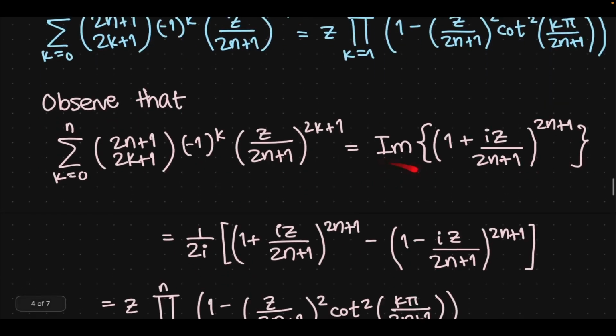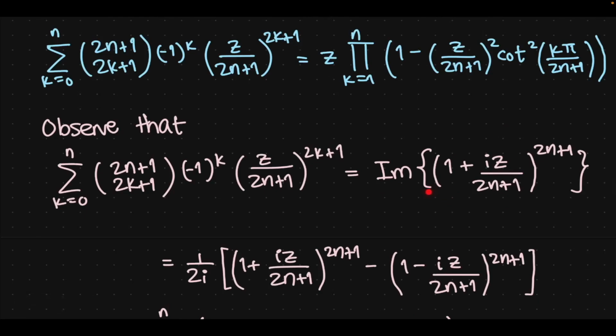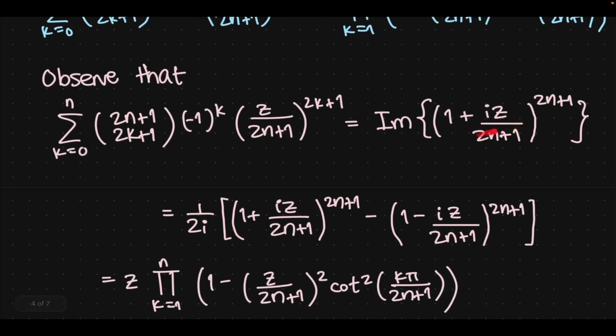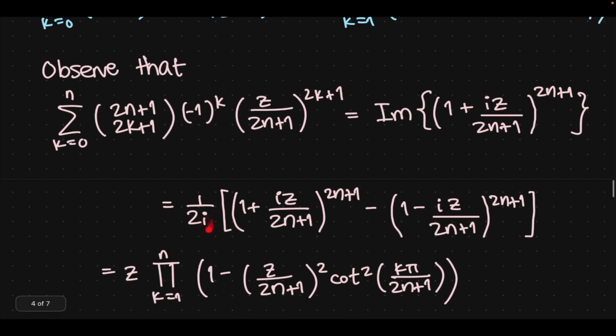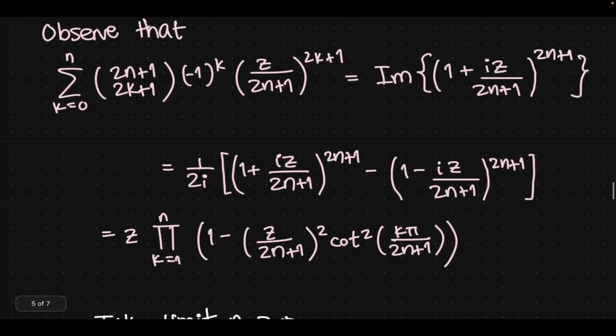So if you apply the binomial theorem to this and take the imaginary part, you can also check that way that it actually equals this. The imaginary part of this expression, and you can use the polar representation to convince yourself, is just 1 over 2i times (1 plus iz over 2n plus 1) to the 2n plus 1 minus (1 minus iz over 2n plus 1) raised to 2n plus 1. And all of this equals, according to the blue equation, z times the product k equals 1 to n of 1 minus z over 2n plus 1 squared cotangent squared k pi over 2n plus 1.